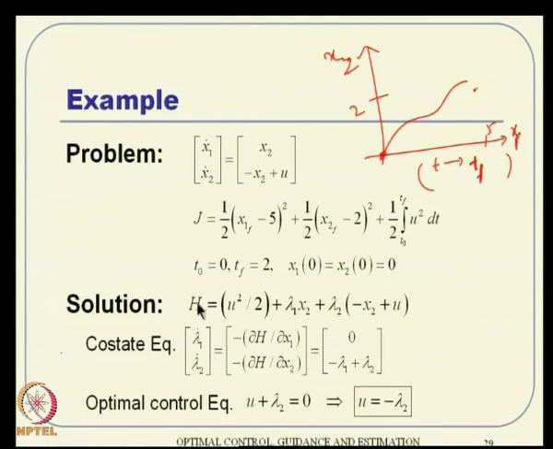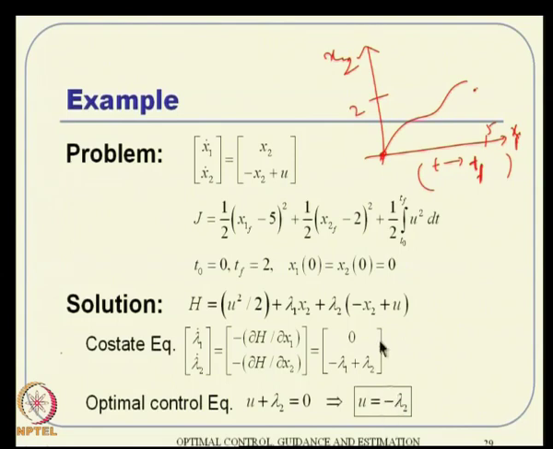Optimal control tells us that del h by del u has to be equal to 0. So, del h by del u has one term u and a second term lambda 2. That means u is nothing but minus lambda 2, it is as simple as that. As long as we get lambda 2, we are done. Once the lambda 2 value is available, u is nothing but minus of that. It appears very simple at this point of time, but let us see how much effort is needed to get this lambda 2.